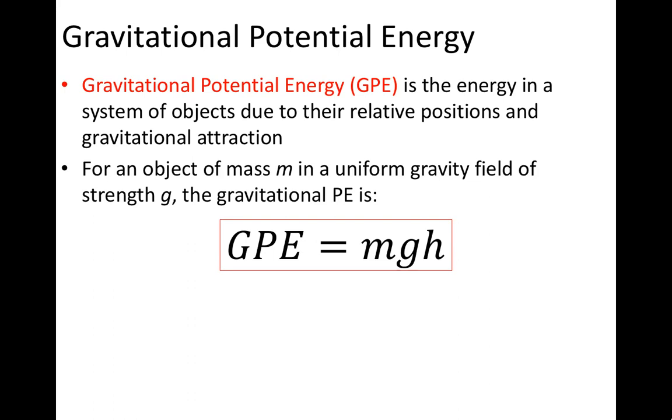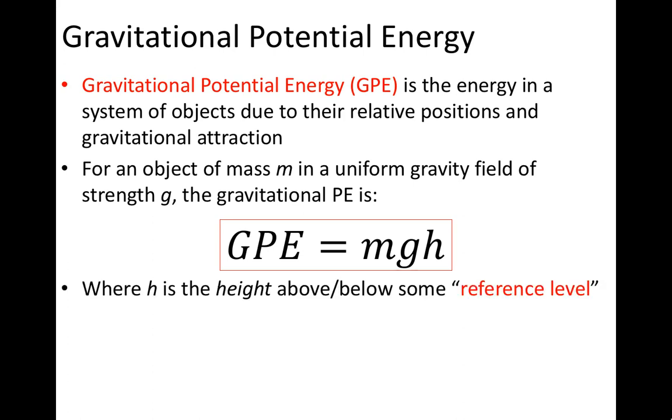And we have an equation for it. GPE stands for gravitational potential energy. M is the mass of the object. We have to measure the mass in kilograms. G is the gravitational strength. If we're doing a problem involving objects around the surface of the Earth, which will be most of the problems we do, we'll use a value of 10 meters per second squared for G. And H is the height above or below some reference level.